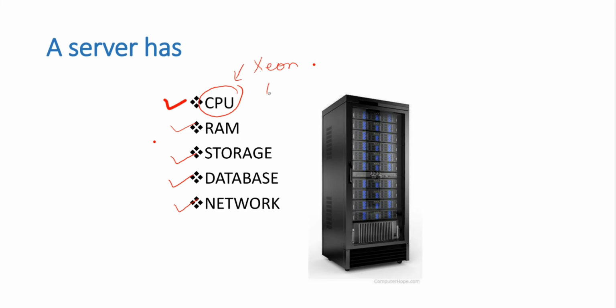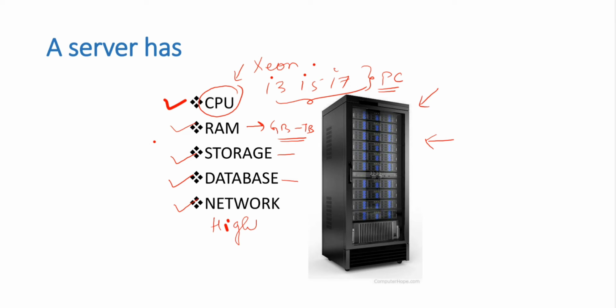It does not have CPUs like i3, i5 and i7, because these are meant for personal computers and they cannot take up the load of multiple users. Servers have RAM from GBs to TBs, depending upon the server configuration and the type of load the server has to take. They have vast storage, they have database service as well, and they have high network processing capabilities.